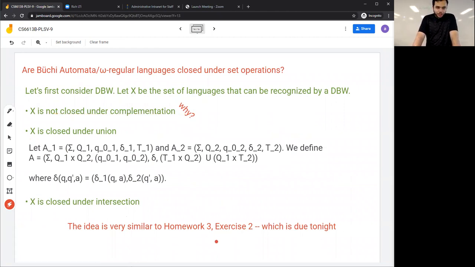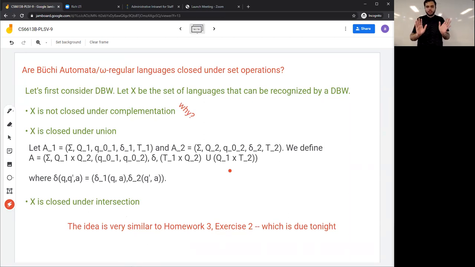It's actually closed under union. This is a very simple structure. It's basically multiplying the two automata together. Let's say that you have two different DBWs, A1 and A2, and they have all the normal parts, except that I write Q1 for the set of states in the first automaton, Q01 for its initial state, and delta 1 and T1. Here's the thing. You have two deterministic Büchi automata, and you want to get their union. What can you do? You can just run them side by side and accept if at least one of them accepts.